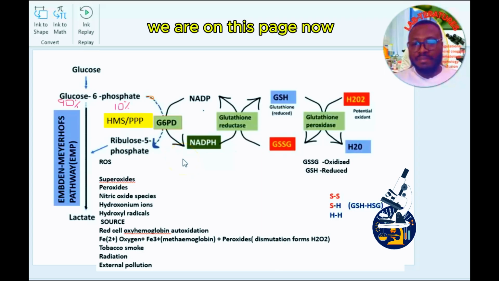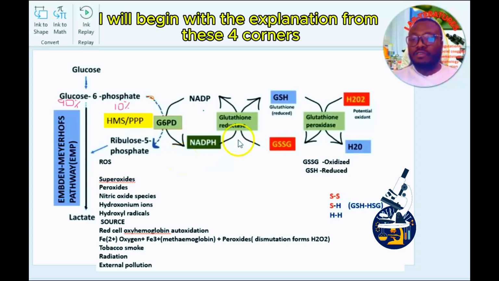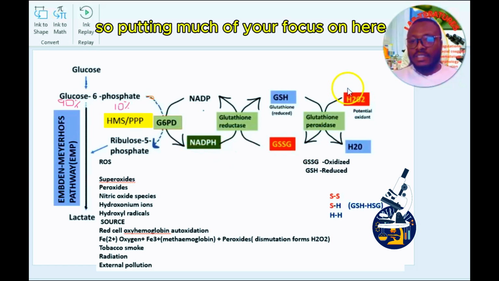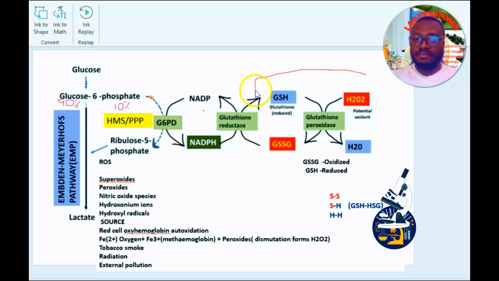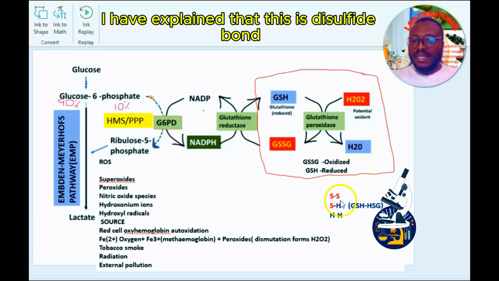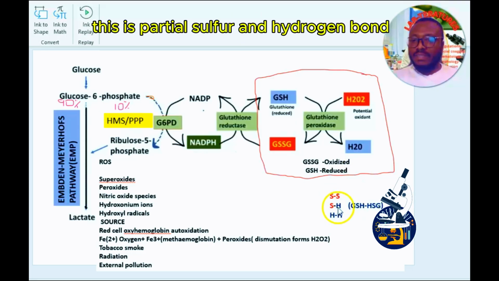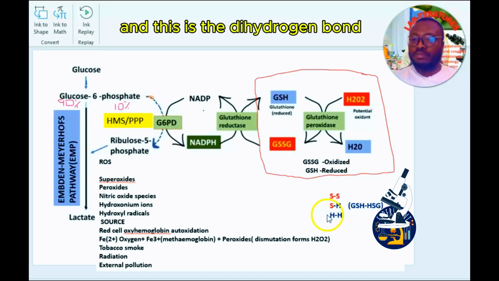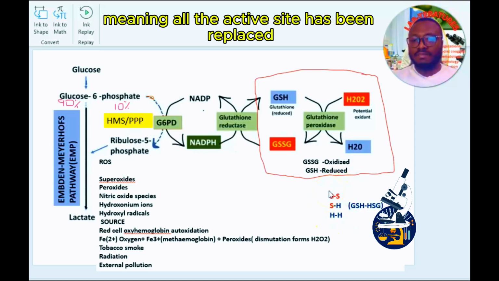We are on this page now. I will begin with the explanation from these four corners, because you already know what a reducing agent and an oxidizing agent is. So put much of your focus on here. I have explained that this is the disulfide bond. This is the partial sulfur and hydrogen bond, which is the sulfhydryl. And this is the dihydrogen bond, meaning all the active site has been replaced.